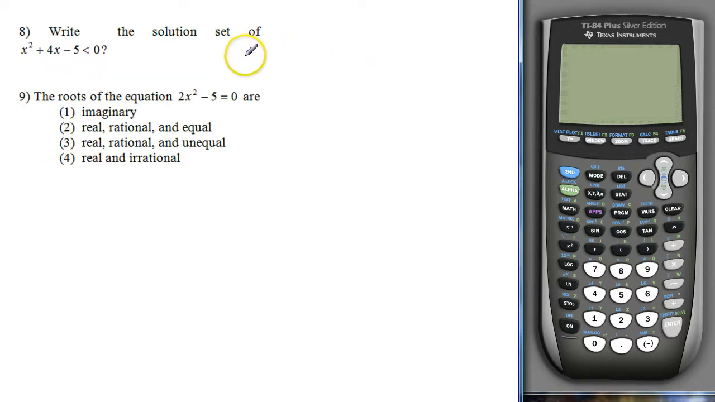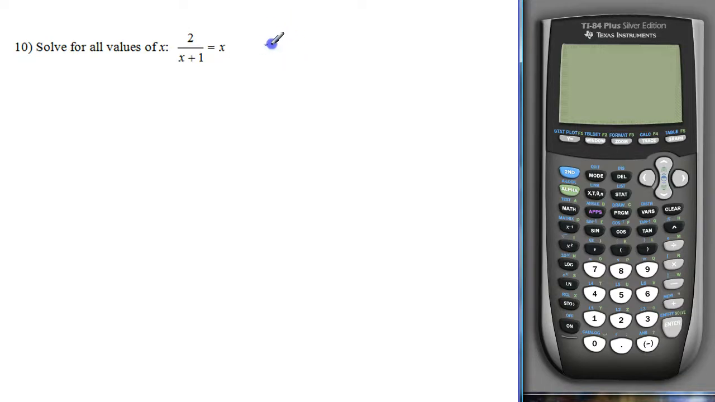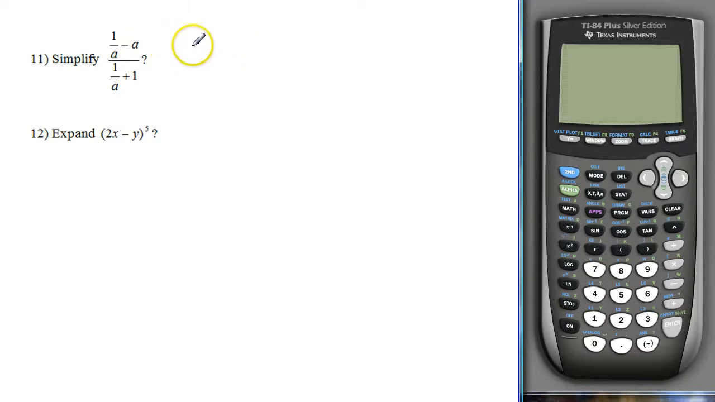Number 8, negative 5 is less than x less than 1. Number 9, choice 4. Number 10, negative 2, 1. You can put it in set notation, or you can write it separately: x equals negative 2, x equals 1. Number 11, 1 minus a.